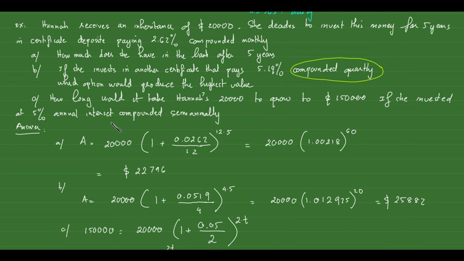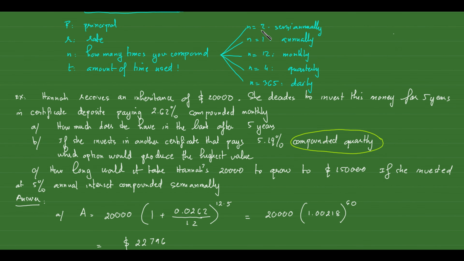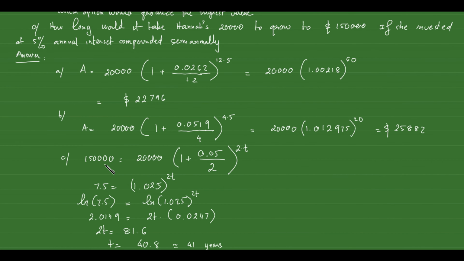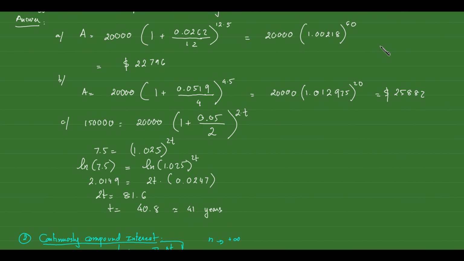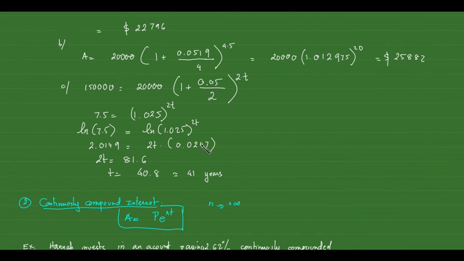Now, how long would it take for 20,000 to grow to 150,000 at 5%? It is compounded semi-annually, so n equals 2. So 150,000 is the final amount of money you have, and originally you have 20,000, and you plug it in, and you need to solve for t, because I asked you how long, so you solve for t. So you calculate everything. You divide both sides by 20,000. Then you calculate whatever is inside the parentheses right here.